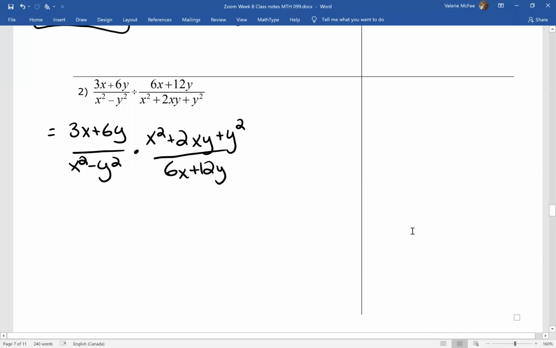So first of all, we change this to multiplication by the reciprocal. The first expression stays the same. Dividing changes to multiplication. Flip over or find the reciprocal of the second expression. And now you need to factor everything.